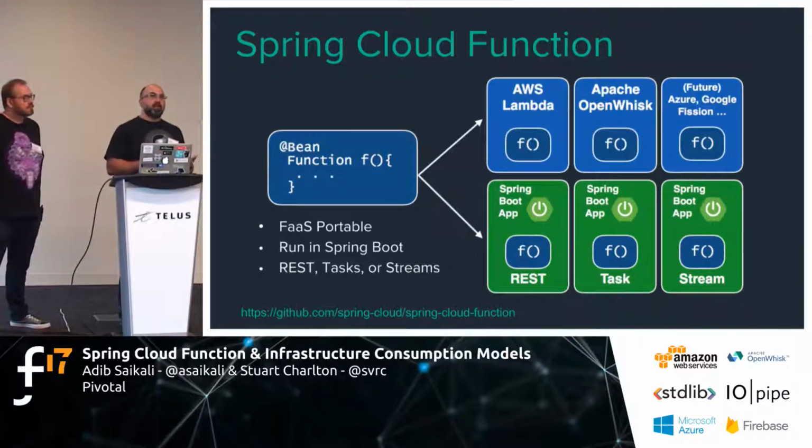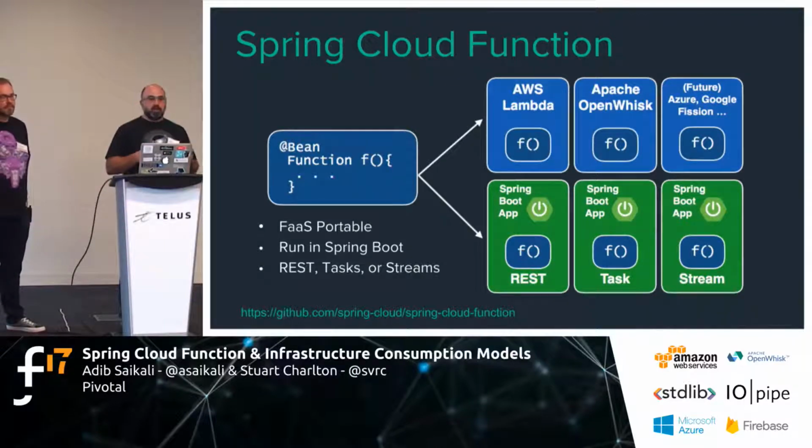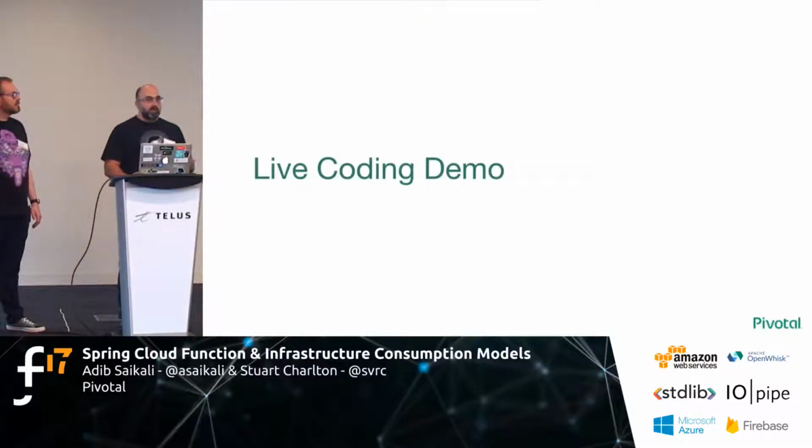If you write a function in Spring Cloud Function, you should be able to run it on Lambda. You should be able to run it on OpenWhisk. You should be able to run it on Kubernetes. You should be able to run it on Azure, on Google Function. You shouldn't care. As a developer, you should just really focus on the code that you want to do. And so what I'd like to do, rather than talk more about it, is just do a live coding demo. So I'm going to switch over here to my IDE.